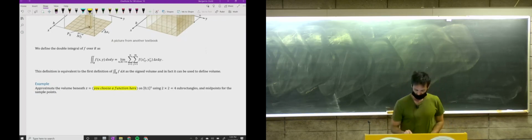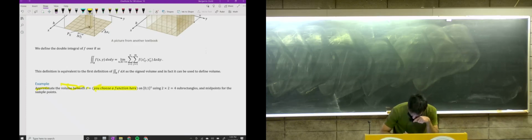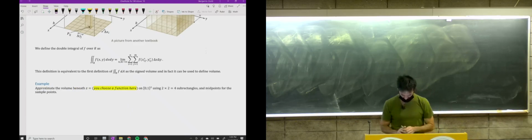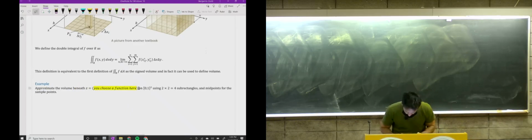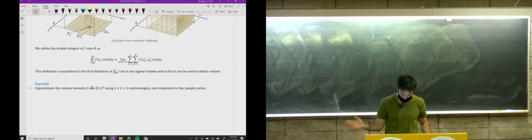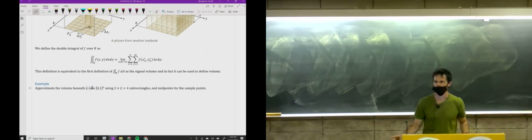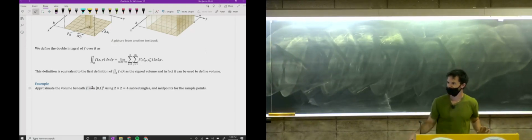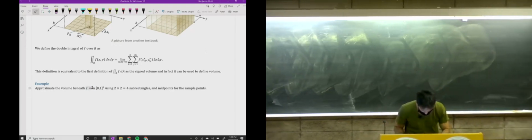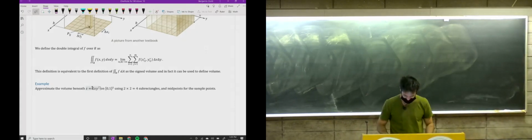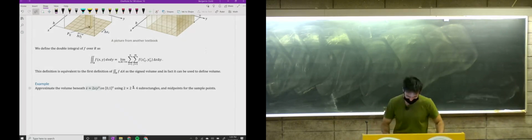So let's approximate the volume beneath... you choose a function here. Can someone choose a function here? A function of two variables that we can do a Riemann sum with? You have an idea? 2x y squared. Ooh, 2x y. I can do that one. No, I know why you said that. Okay, we'll do 2x y squared.